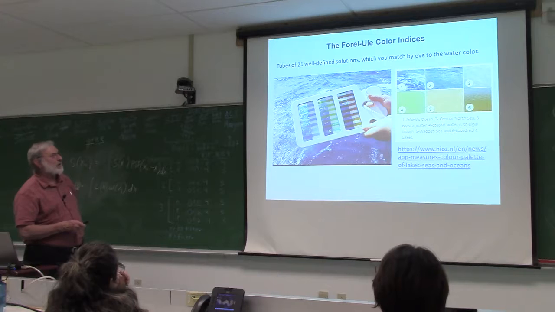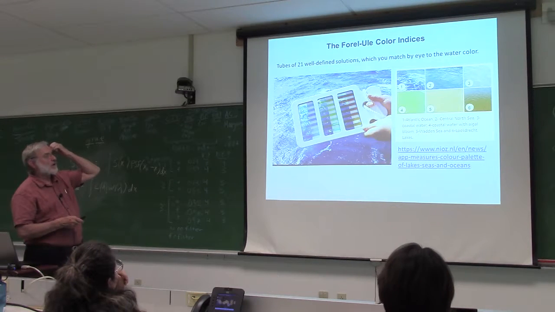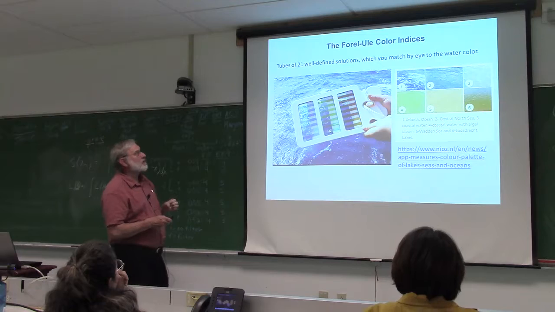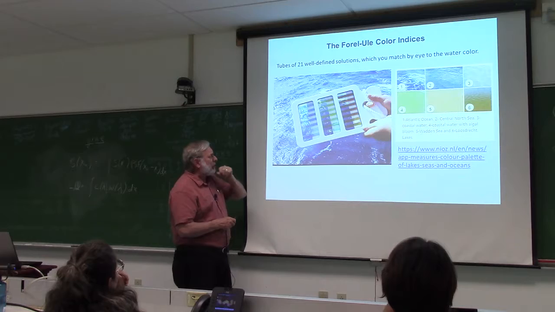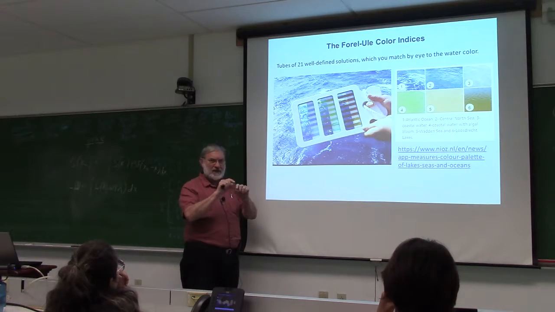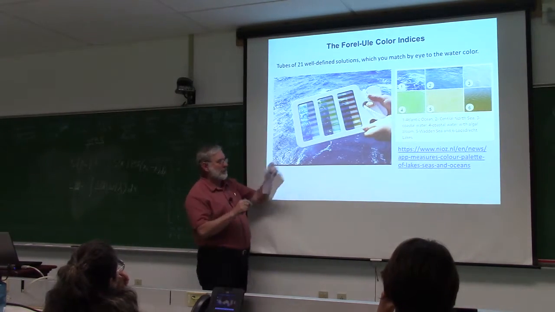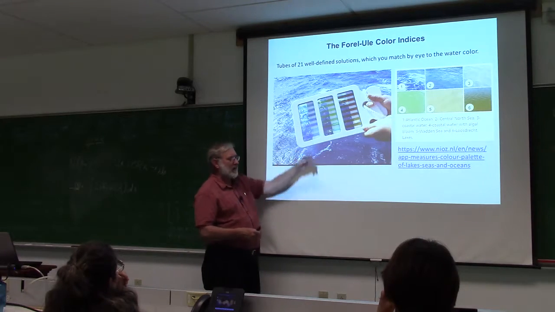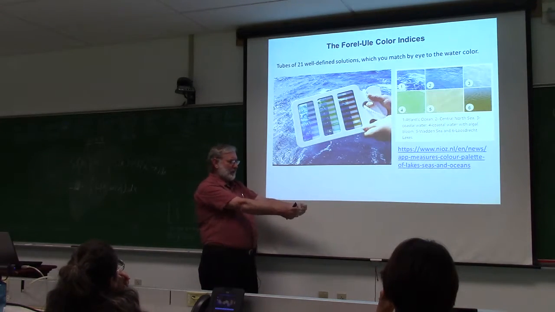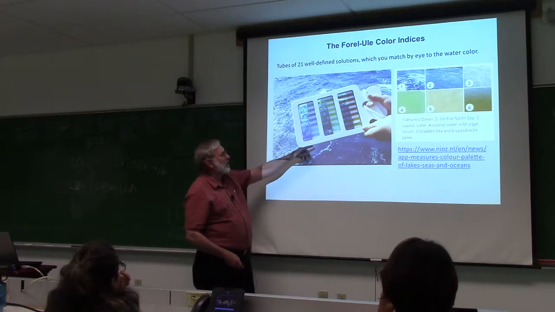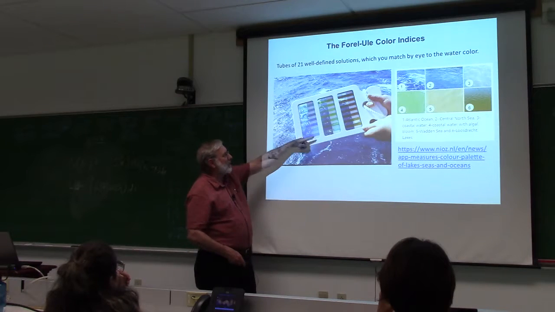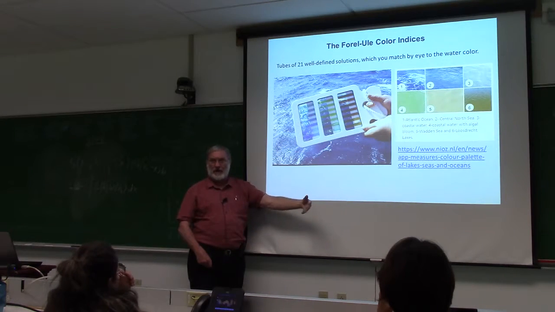Okay, then there's this thing called the Forel-Ule color indices. Back in the 1800s, Forel and Ule, a French fellow and a German fellow, made up precisely defined mixtures of dyes, put them in test tubes, and mounted them on a little rack, and there's like 21 of them. You hold your little rack of colored test tubes up, and you look through and see which colored test tube matches the color of the water in this case. And so then you get this index 1 to 21 that tells you something about the color of the water.